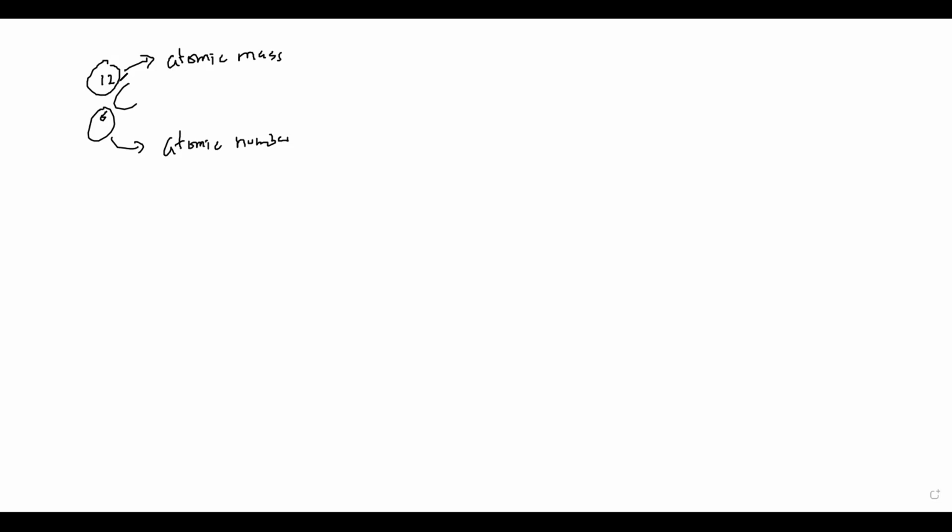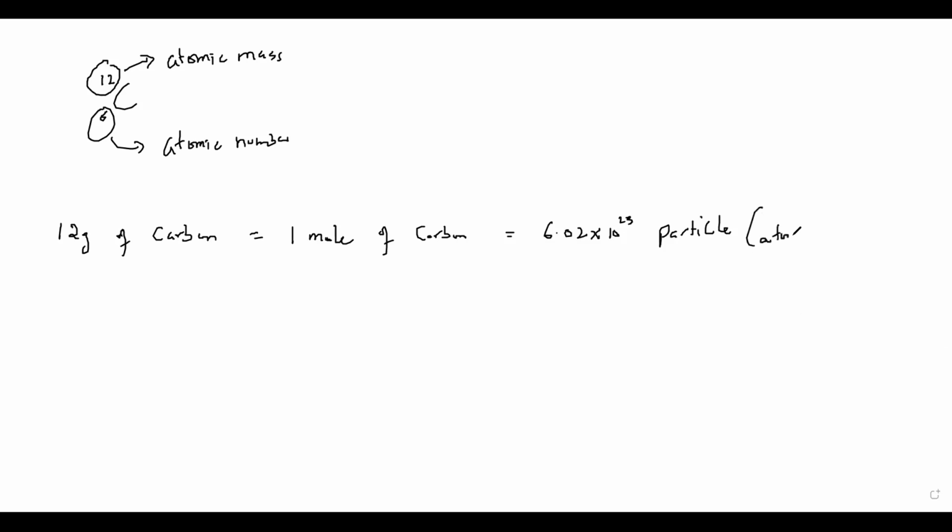So when we have the same atomic mass or mass number in grams, we call that one mole of substance. In the case of carbon, because it is 12, when we have 12 grams of carbon, it means we have one mole of carbon. And one mole of any substance will have 6.02 × 10^23 particles. Because this time we have atoms, the particle we can specify as atom.